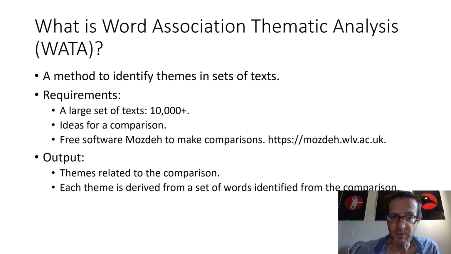And the output of a study will be a set of themes related to the comparison, with each theme derived from a set of words identified from the comparison. If you've applied the qualitative research method, thematic analysis, in the past, this is a variation of that. It ends up with the same thing, a set of themes, but the process to get there is different. But it involves some of the same types of interpretations as you have to make in thematic analysis. If you haven't heard of thematic analysis before, then today you'll find out what it is.